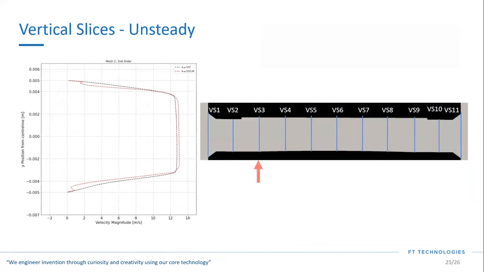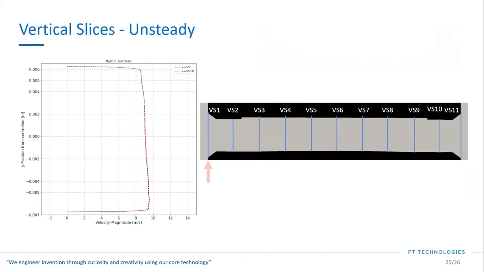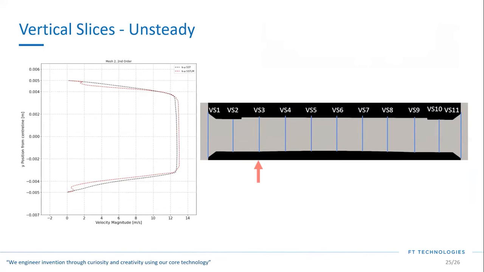Finally, these are a series of vertical slices taken through the cavity. You can see the progression of the flow and the difference between the SST and the SSTLM in red. So first of all, you're seeing a brief region before a parabolic velocity profile begins to be achieved.